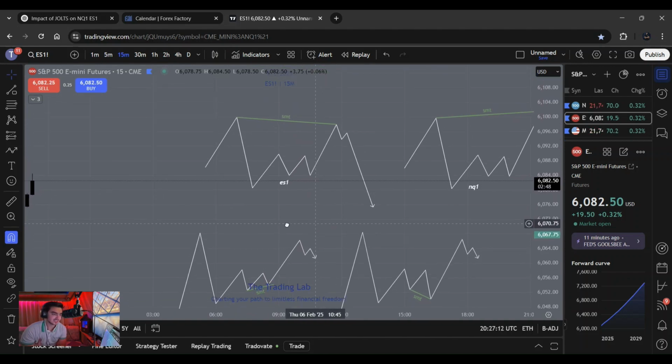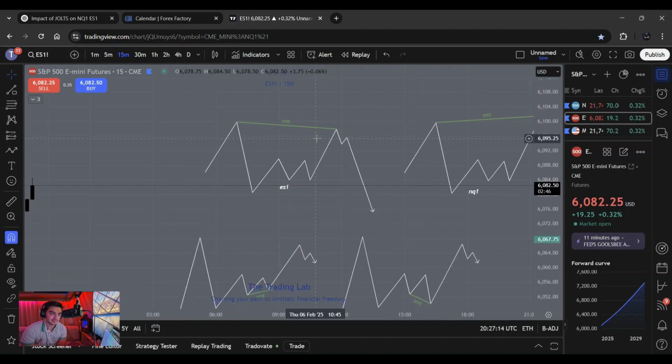Basically, you want to see either one of the indexes making a higher high while the other fails to make a higher high.